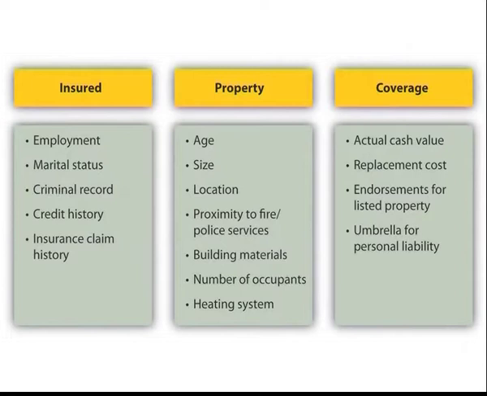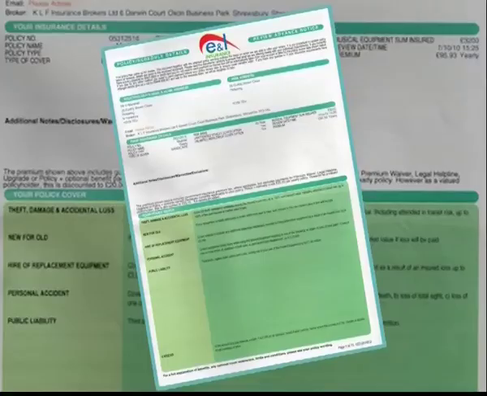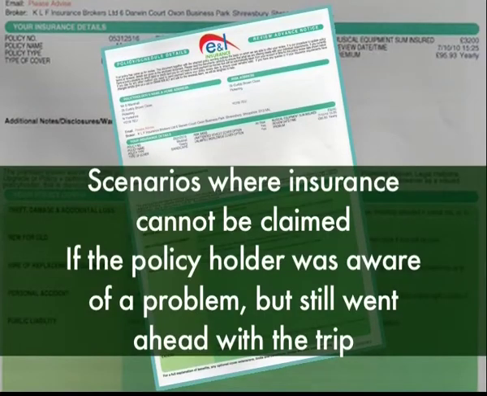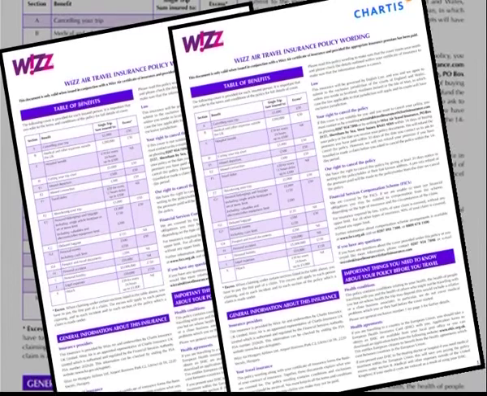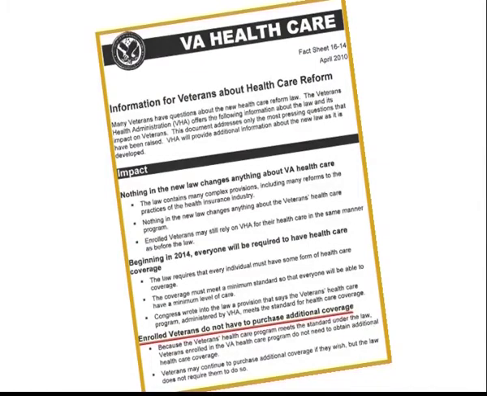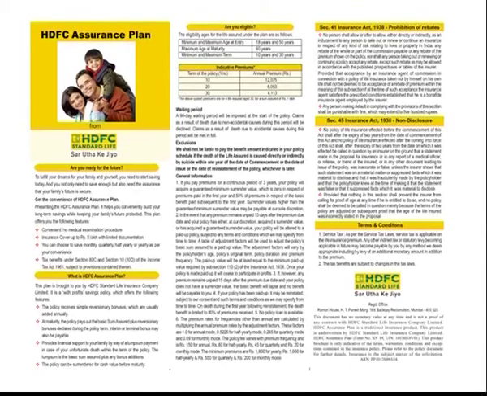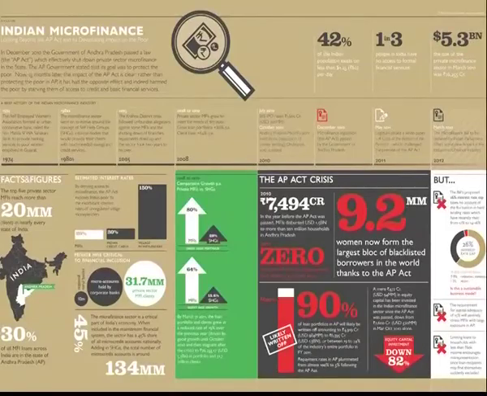Even though travel insurance covers a wide range of scenarios, there are still certain cases in which it can't be claimed. If the policyholder was aware of a problem but still went ahead with the trip, or if the circumstances are not too severe, then the insurance policy will not reimburse his expenses. These exclusions will be mentioned, probably in fine print, in the policy contract while purchasing the insurance. So, it's important that a person makes sure that he or she has read the clauses carefully before signing it.